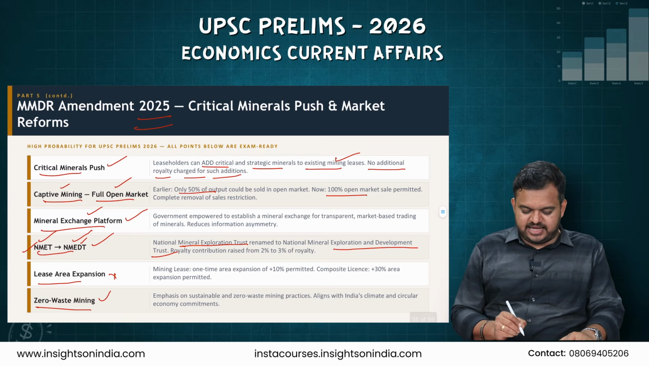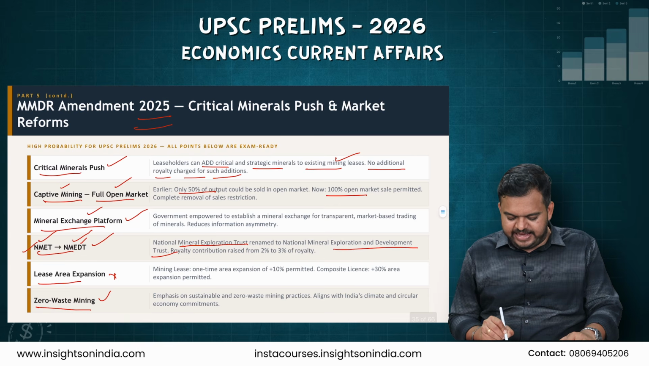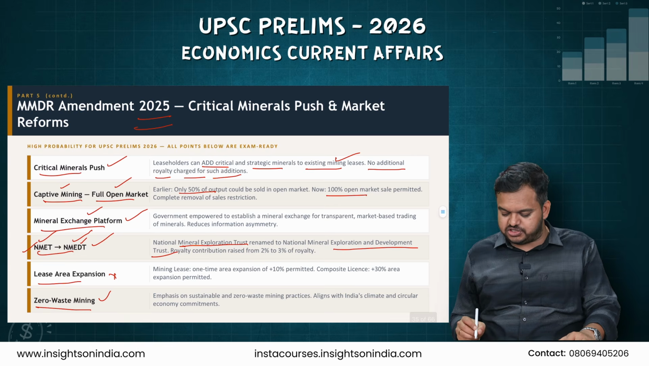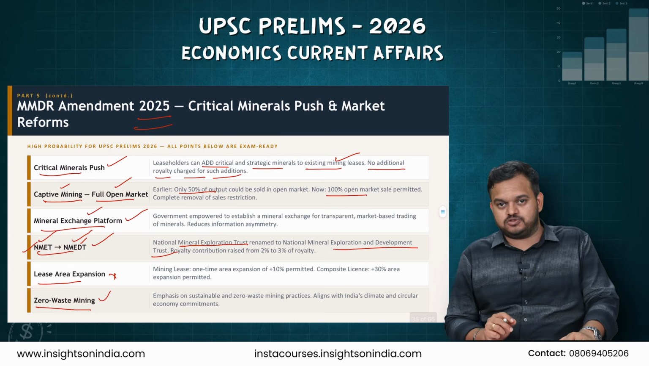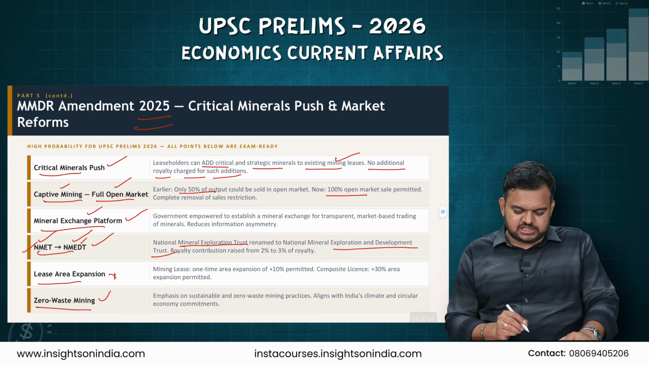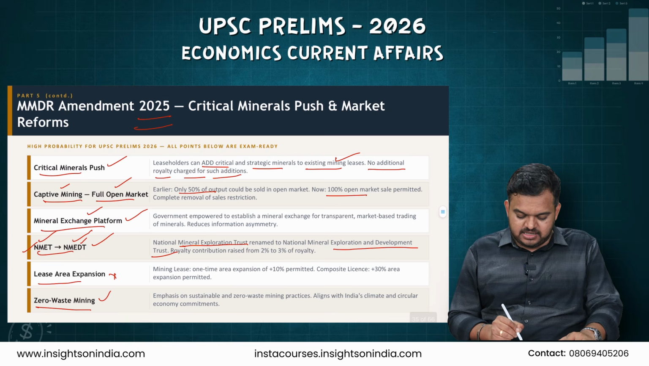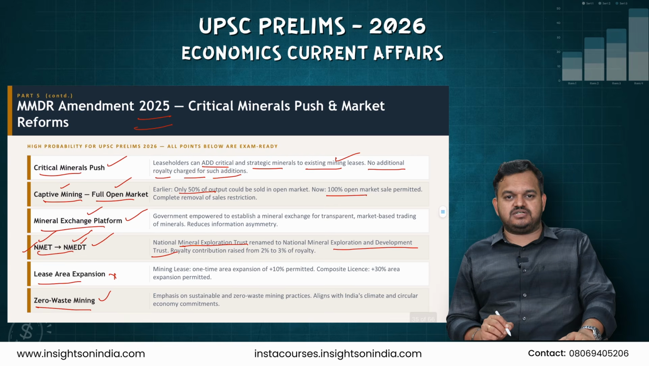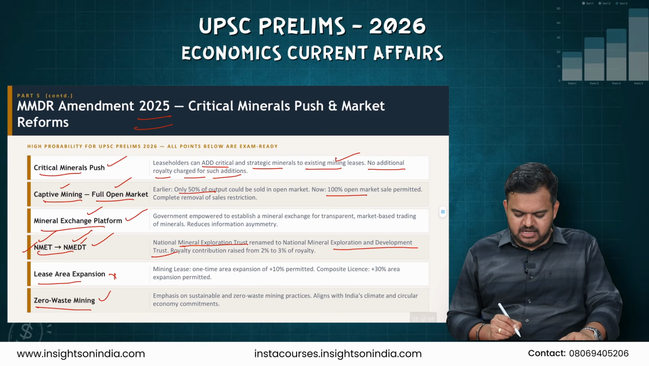NMET has been changed to NMEDT. National Mineral Exploration Trust has been changed to National Minerals Exploration and Development Trust. D means development. One extra D has been introduced. Right? In the erstwhile MMDR Act, we had NMET. In the recent amendments, the 2025 amendment, NMET has been changed to NMEDT. Lease area expansion, again no need.